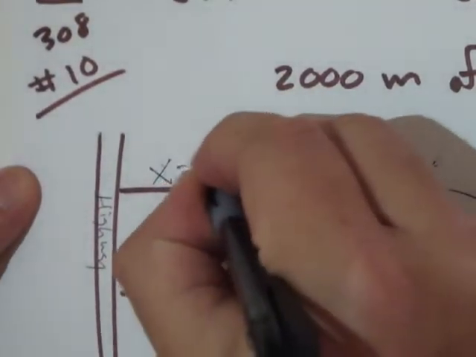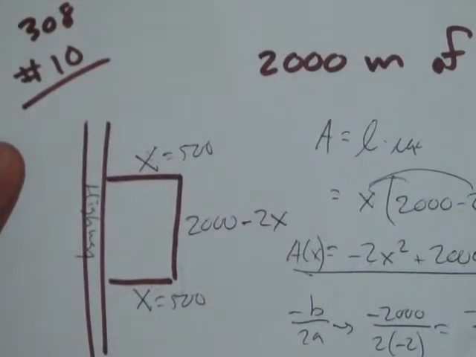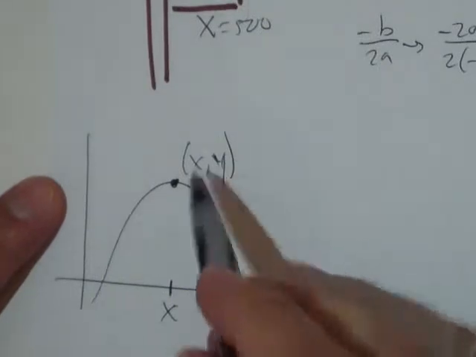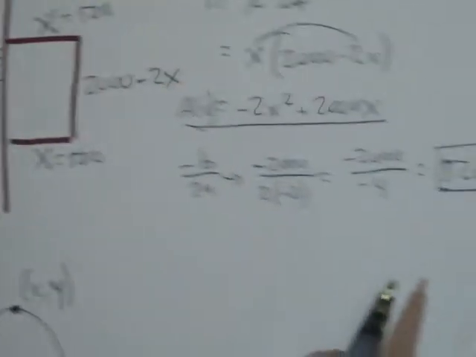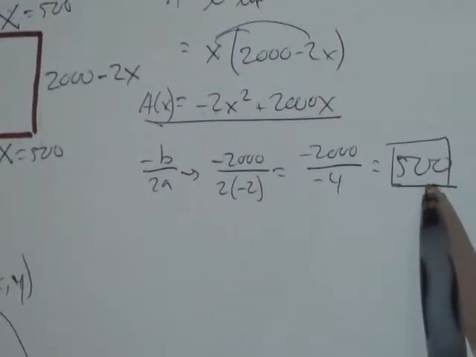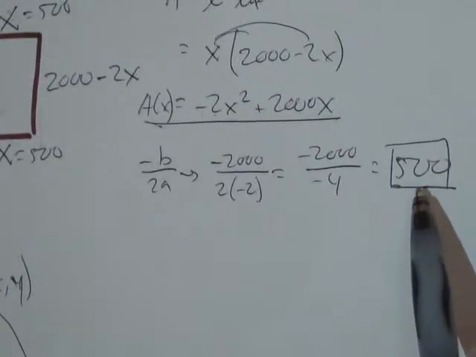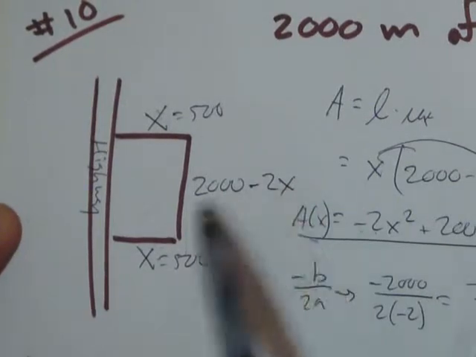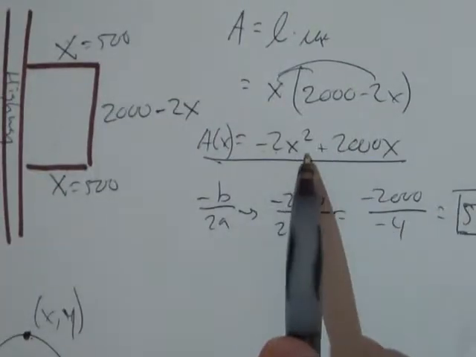We know now that if this length is 500 right here, that will give us the maximum area, because that is the x-coordinate of the vertex right here. Okay, so we know that this is how long it has to be. But so okay, that's good. But so now, what is that area going to be? All right. Well, we could do it two ways. We can plug in 500 here, figure out this length and then multiply, or we can plug in the 500 into this equation.